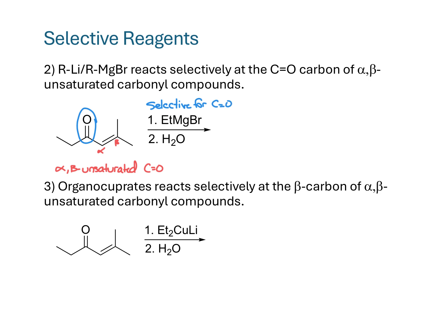So here, the ethyl group, we'll just treat it as ethyl minus. That's going to selectively add to the carbonyl. Your double bond, leave it alone, keep it in place. So we've added that new ethyl group. And then, of course, with these types of reactions, we use acid or water to protonate the oxygen.